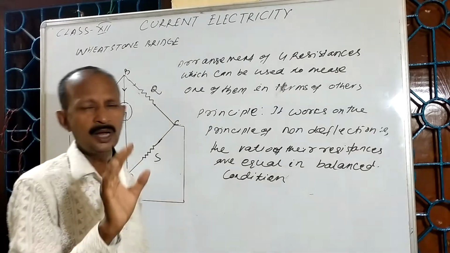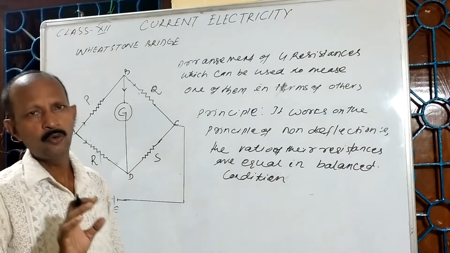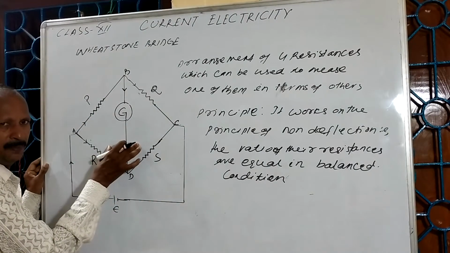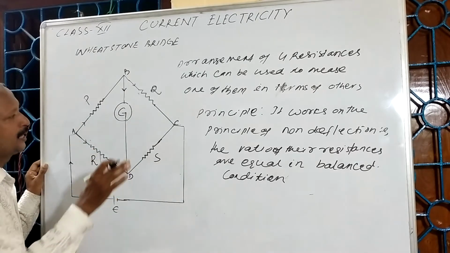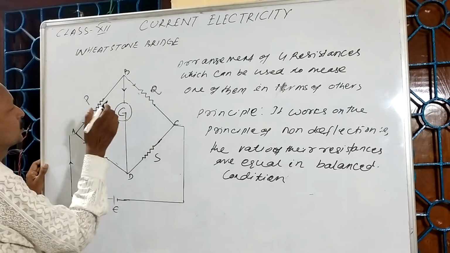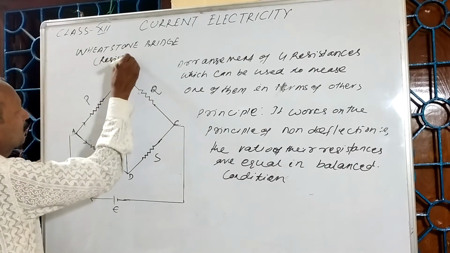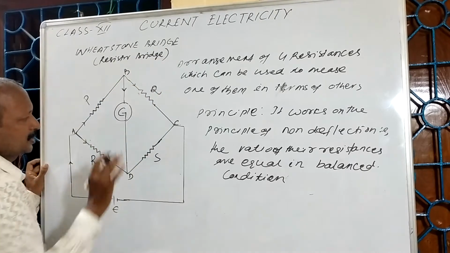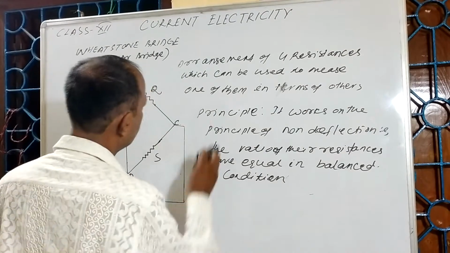How is it possible? I am going to explain the working of a Wheatstone bridge. This is the construction. Why is it called a bridge? You see that its appearance is looking like a bridge. This Wheatstone bridge is also called the resistor bridge. So here four resistors are arranged in a systematic manner. You can see it.